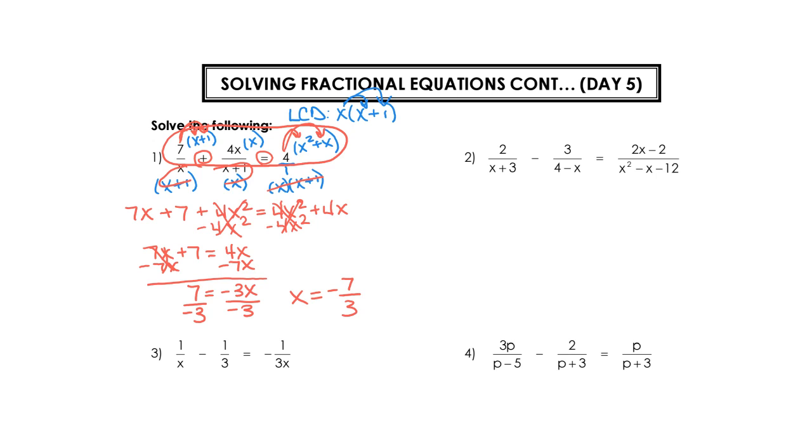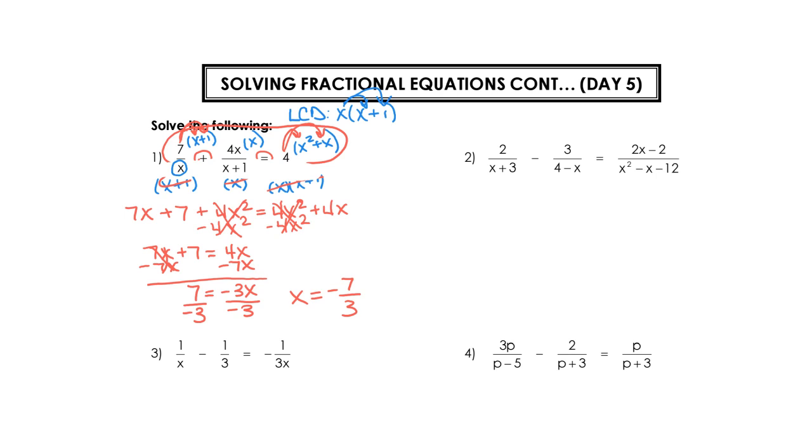And now what we have to do, we can't just accept all of those answers or any of these answers, especially if they make our fractions in the original problem undefined. And remember, an undefined is a 0 in the denominator. So I'm going to clear this off so I can see my denominators. And now I have to take my answer of negative 7/3 and see if I put a negative 7/3 here, is that going to turn that fraction undefined?